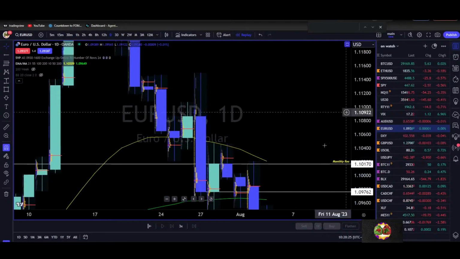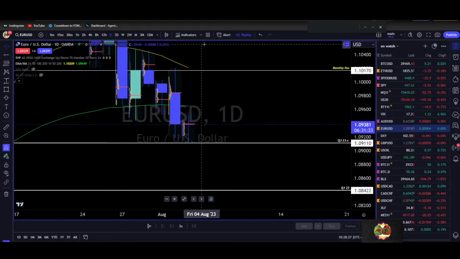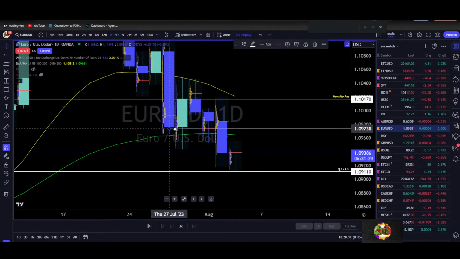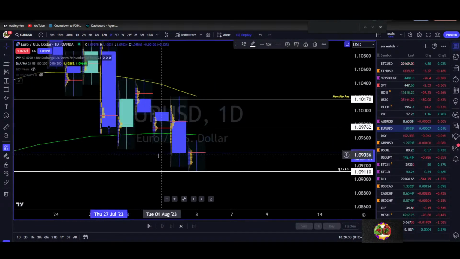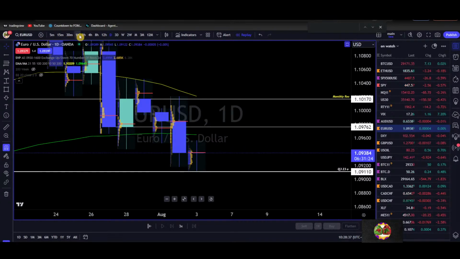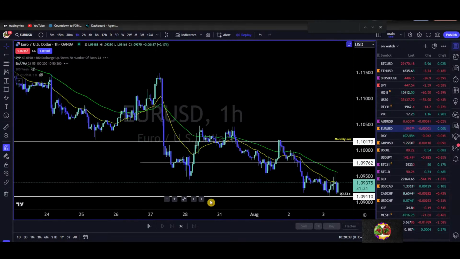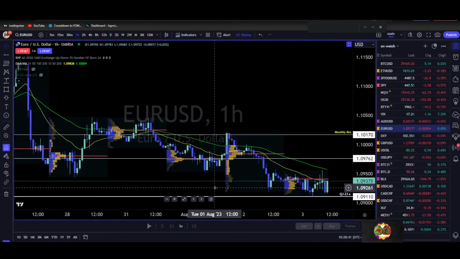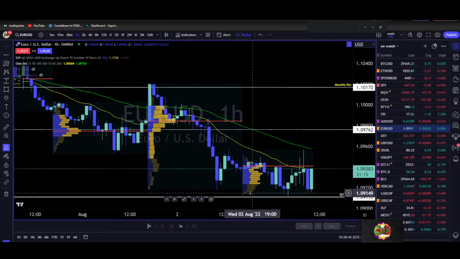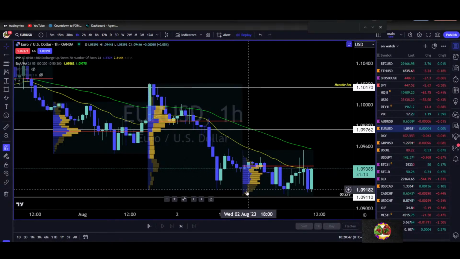No. That's okay. We don't need it. I can put it right back. See where the volume point of control is? It's right at the open. What does that tell you? A, it tells me you were right to short it. Clearly, there's more selling going on than buying. The blue's the buying, the yellow's the selling.